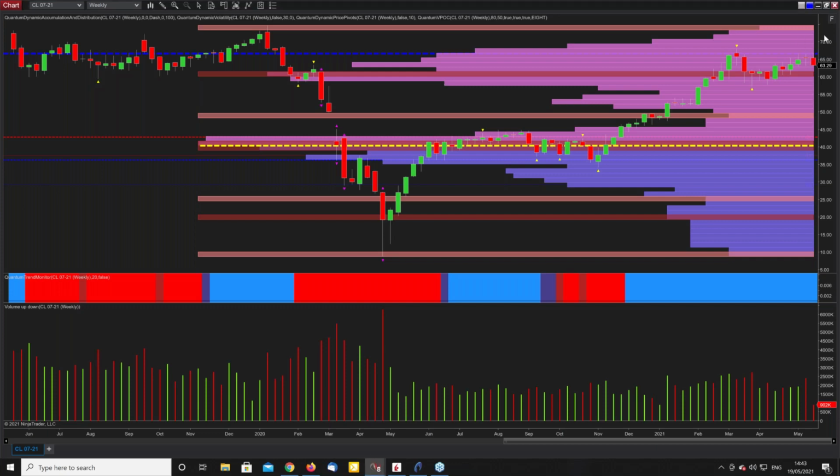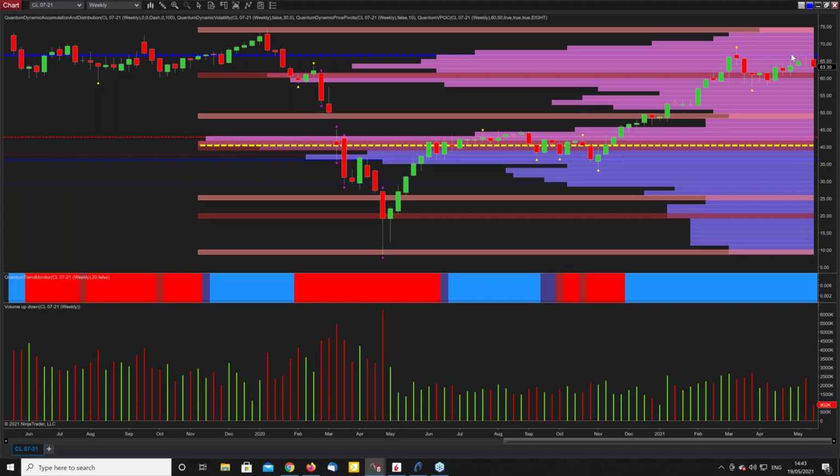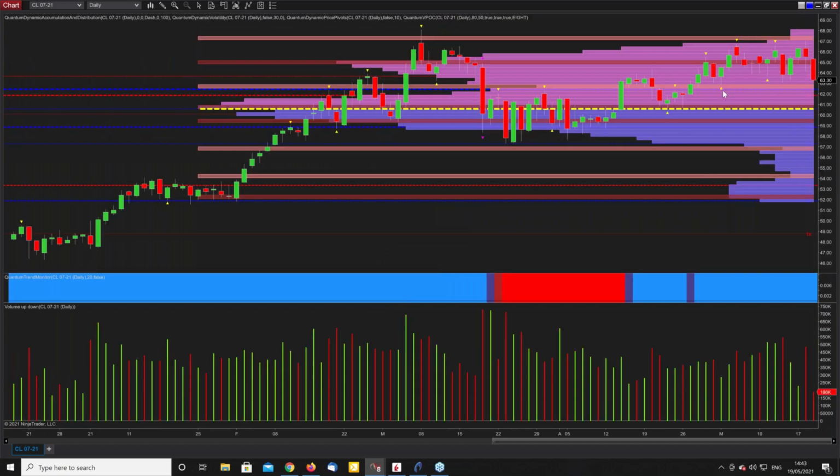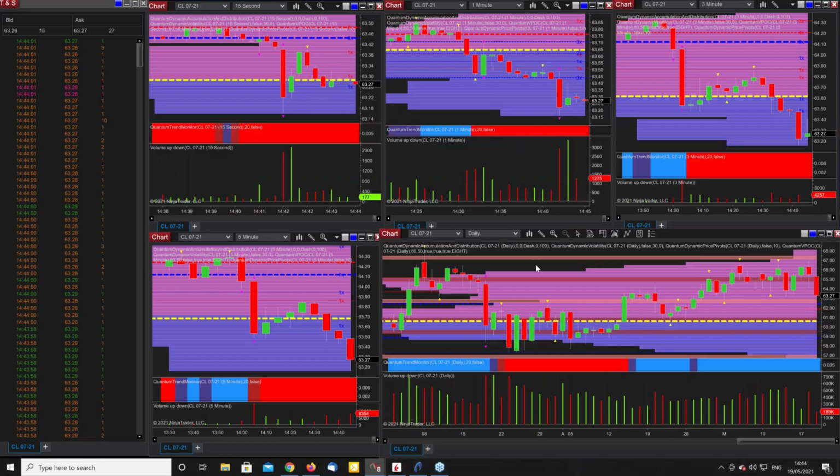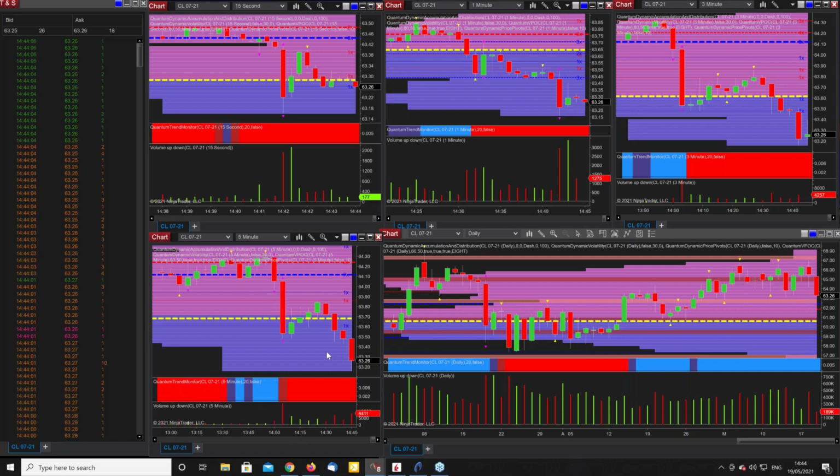It's tested it again. You can see it here. It's tested it again. It's just testing that level the whole time. And that's it on the weekly. Let's just change that over onto the daily. There we go. That's what's happening on the day. Similar sort of picture. Very weak. It cannot get through that $65, $66 per barrel level. And it's just constantly battering away, trying to get through, and it cannot.